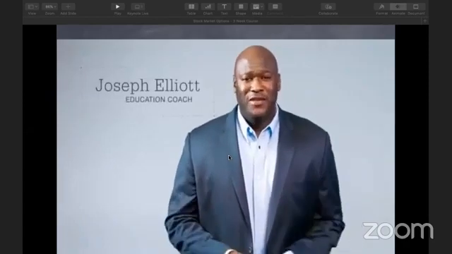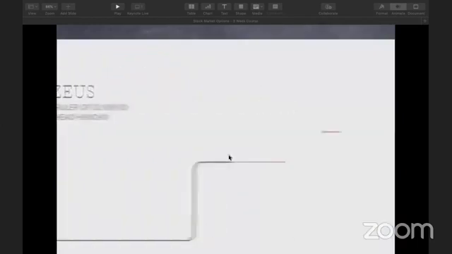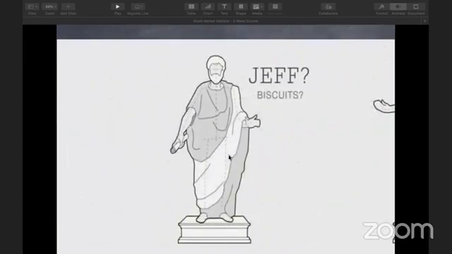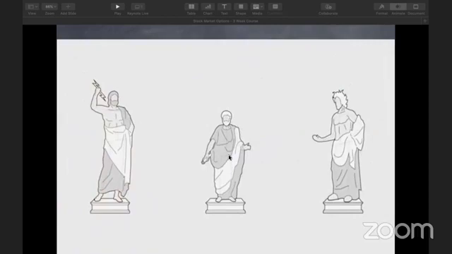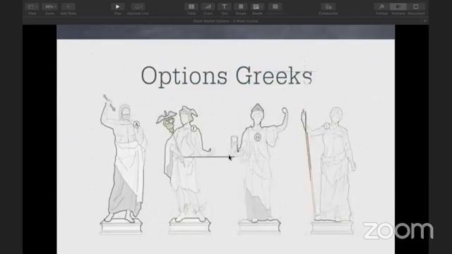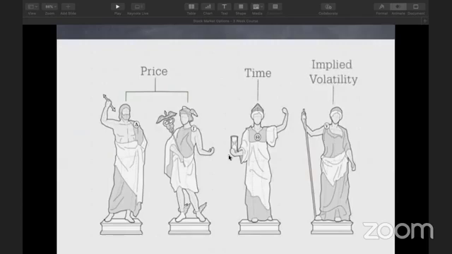If you dig deep down into your high school memories, you can probably uncover some facts about Greek mythology. Like Zeus, the ruler of Olympus and all the gods, Hades, lord of the underworld, and all those other guys in between. Well, those memories aren't so clear anymore, but don't worry, today we'll focus on a different group of Greeks, the options Greeks. Like the ancient gods, these Greeks oversee certain domains, including price, time, and implied volatility. The Greeks are an important part of options trading, as they tell you how changes in certain factors may impact an options price. So let's get to know them.